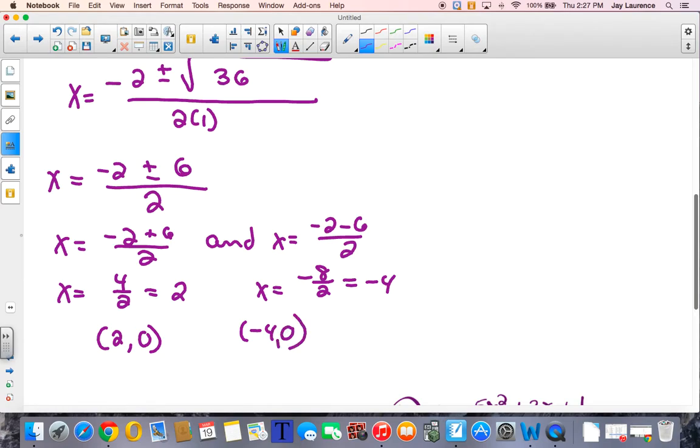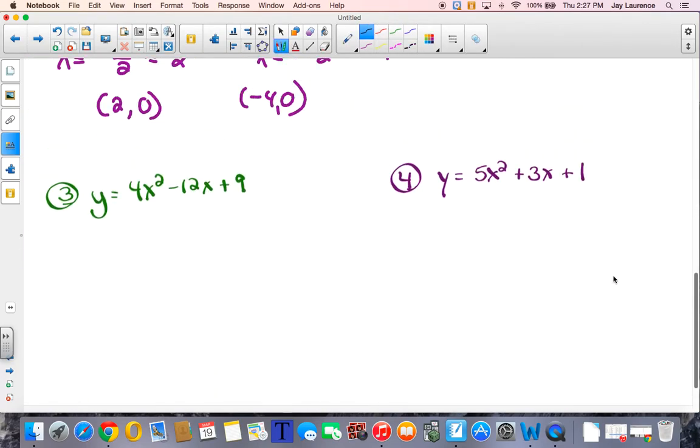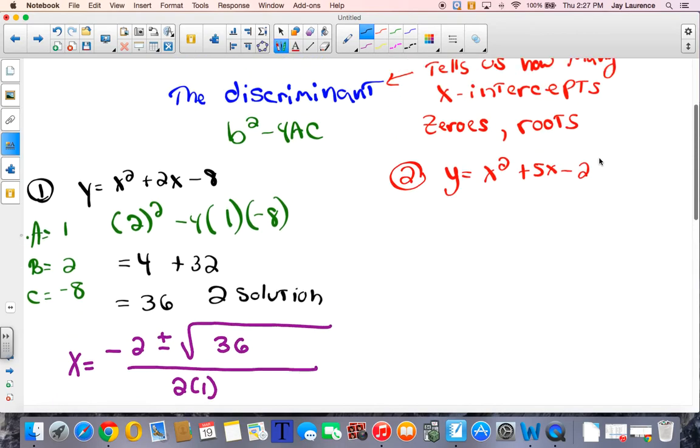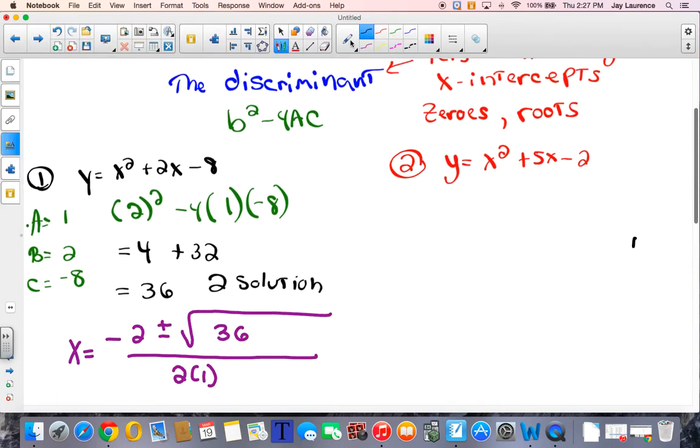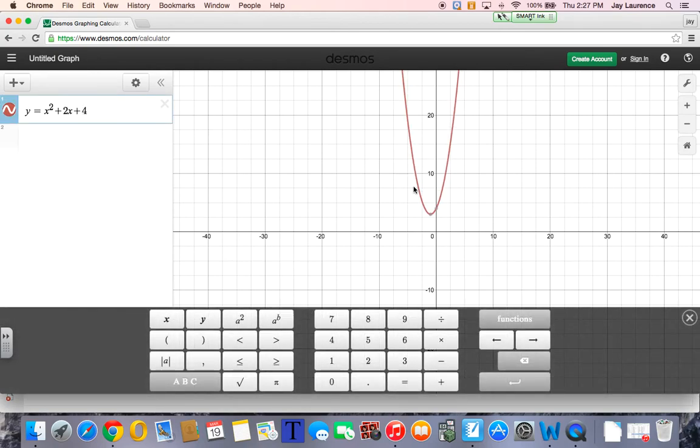Now, we're not actually graphing yet, but just to show you I know what I'm talking about, I am going to bring up Desmos and type in the original equation. Let me see, what was it again? It was x squared plus 2x minus 8. I think it was plus 2x. And was it minus 8? I think it was.